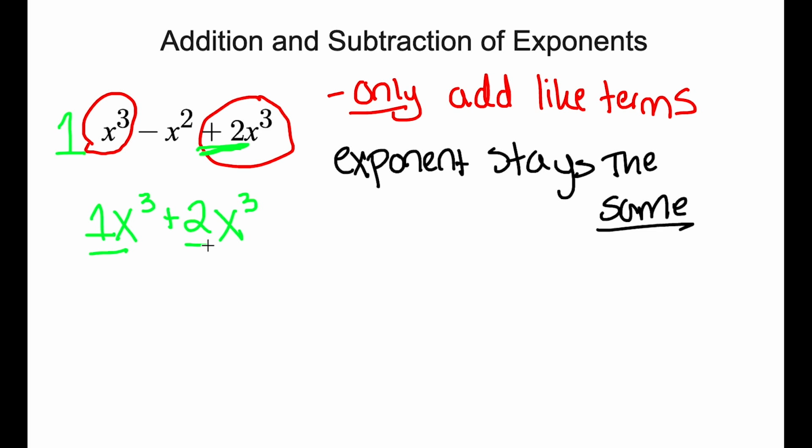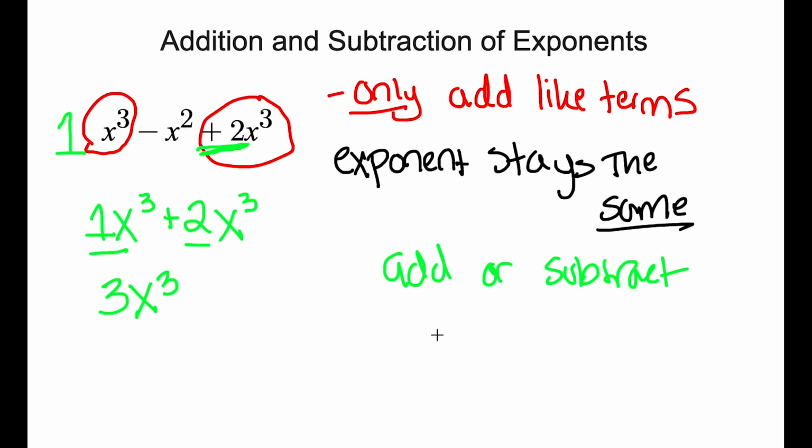Now, when we add our coefficients, 1 plus 2 is obviously 3. So our like terms combined become 3x cubed. We add or subtract only the coefficients.